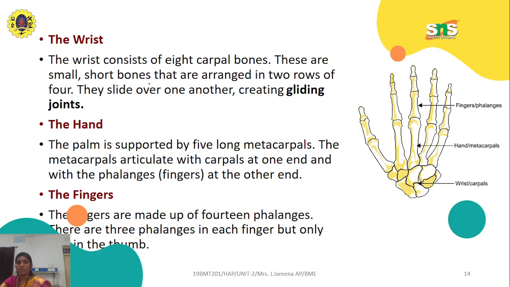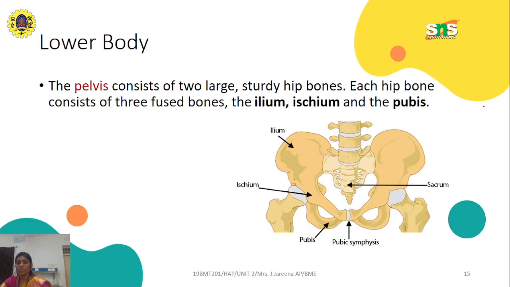Then you will have the wrist. You will have the carpals, that is actually 8 in number. And then over the carpals you have the metacarpals, that is 5 in number. And then the fingers, otherwise called phalanges, are actually 14 in number. In each finger you will have three split ups, but in the thumb you will have only two split ups. So when you put them all together, you will get 14.